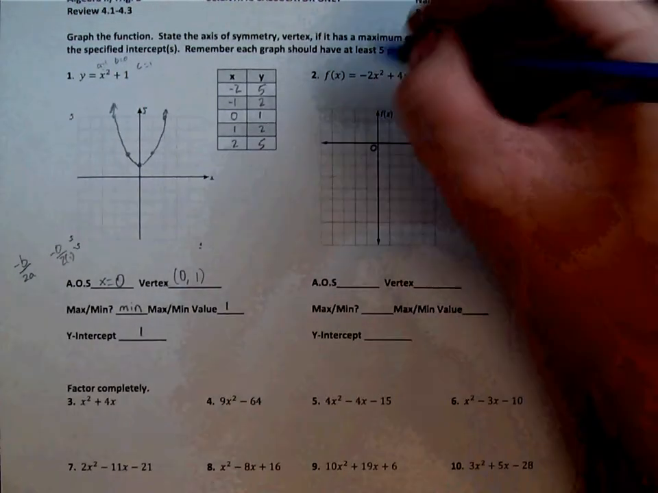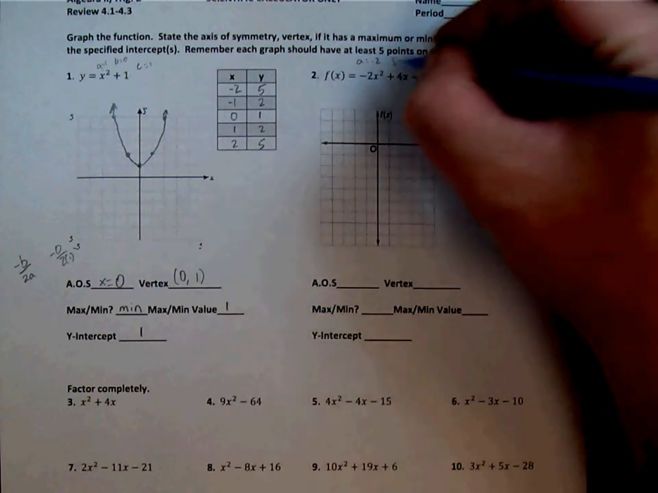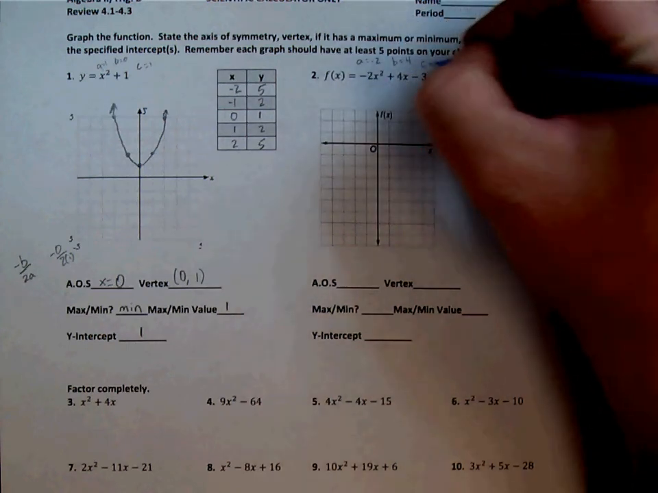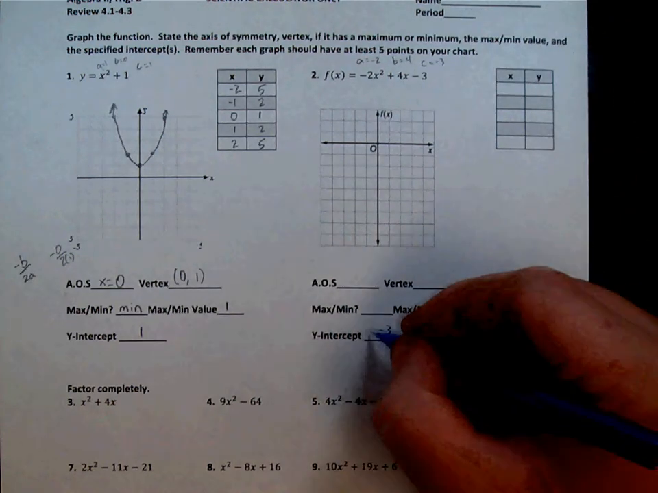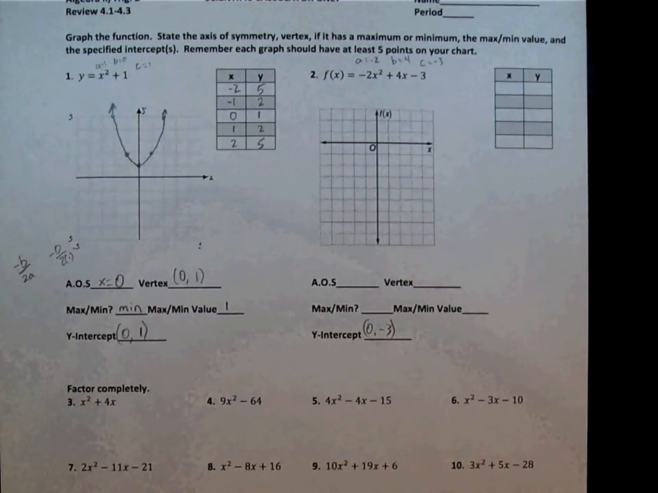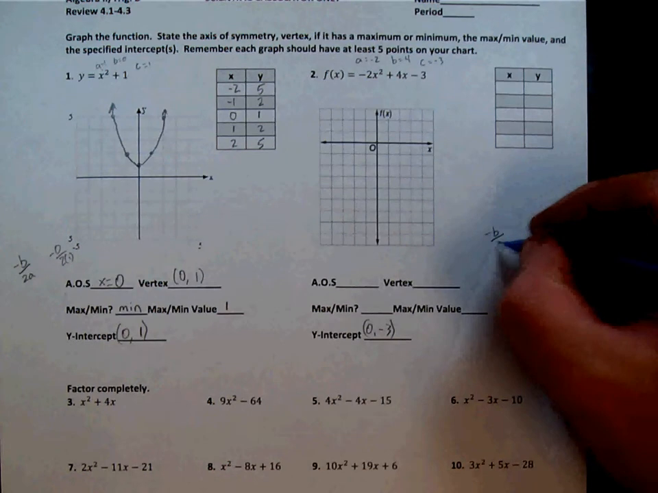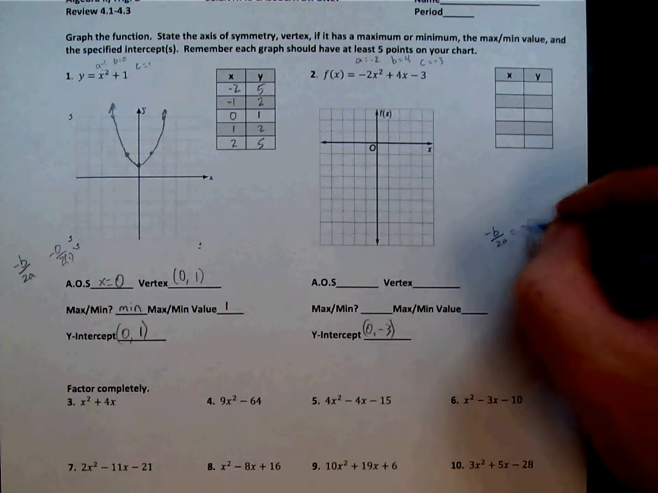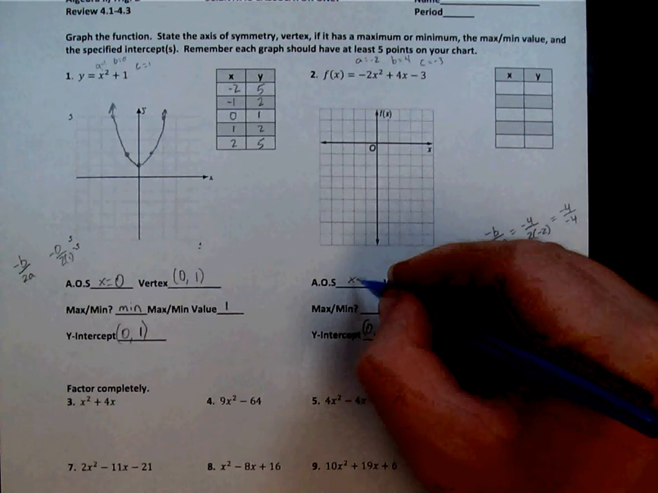Okay, number 2, my a value is negative 2. My b value is 4. My c value is negative 3. That negative 3 is your y-intercept. Technically, I guess I could be saying 0, negative 3, and 0, 1 over here. But I want to do negative b over 2a. So negative 4 over 2 times negative 2. Well, that's negative 4 over negative 4. So we get x equals positive 1.